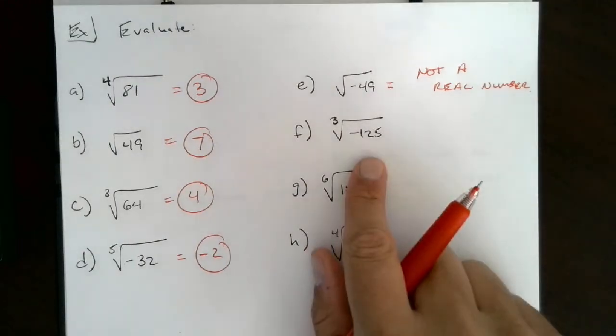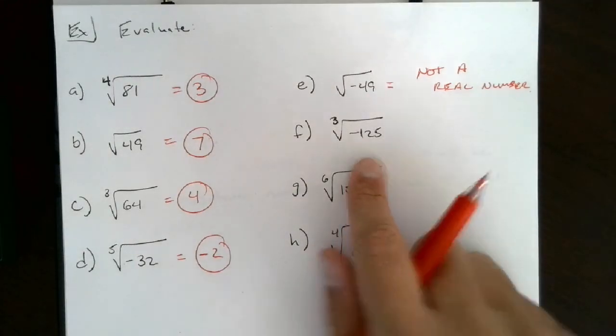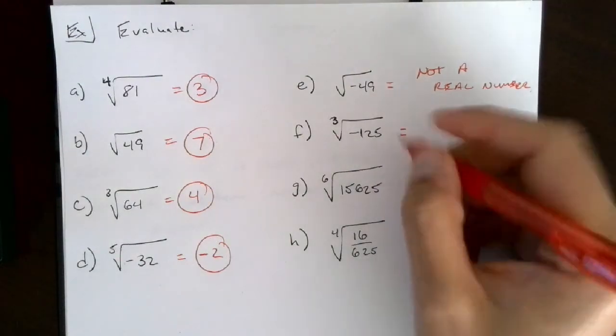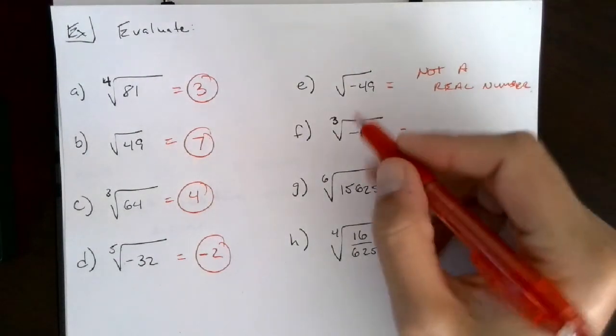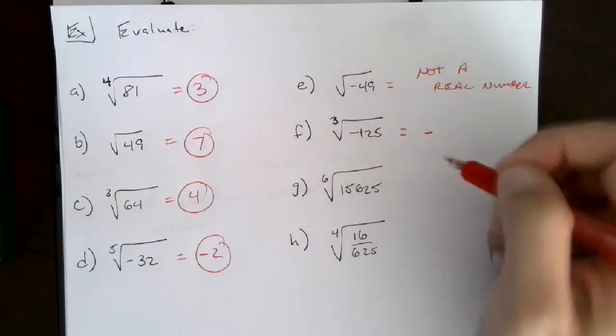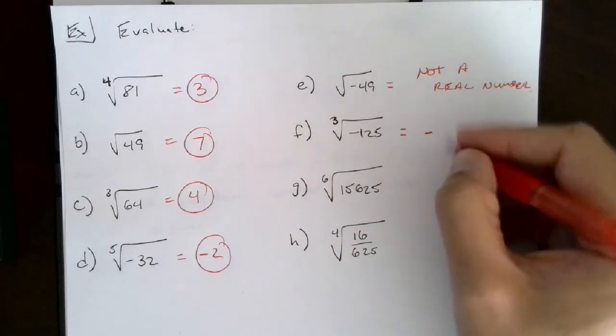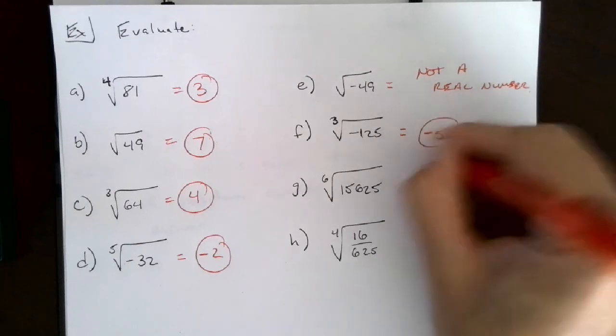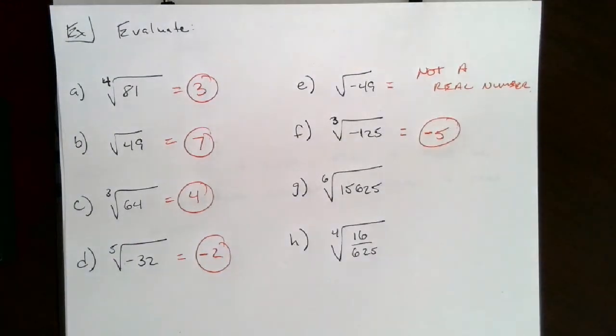Now for the cube root of negative 125, what number times itself 3 times will give you negative 125? We know for an odd root, a negative in here is okay, it can be negative. And what number to the third power gives you 125? Well, the answer there is 5, so we've got negative 5. You can use your calculator if you weren't sure.